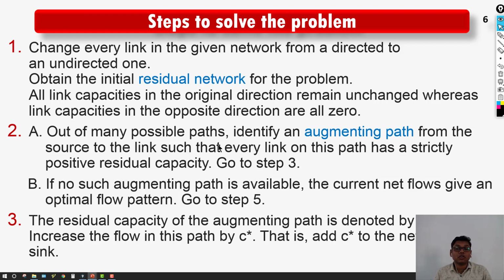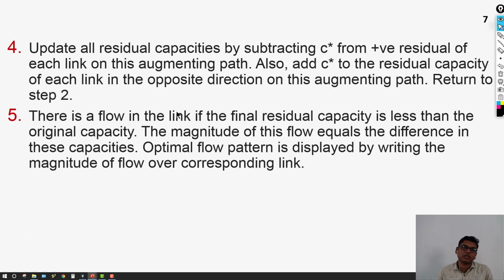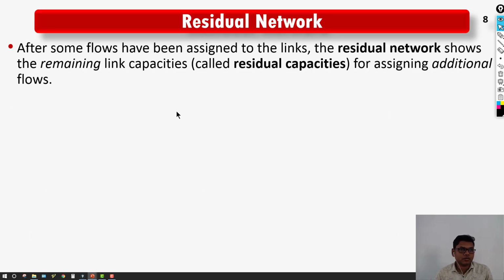So what is augmenting path? Now we'll see. Such that every link on this path, that augmenting path, has a strictly positive residual capacity. So residual capacity, residual network, what is all this? Let us first discuss that, then we will come to the steps. Okay, so we will come back to the steps. Let's talk about residual network and augmenting path. So residual network, after some flow has been assigned to the links, the residual network shows the remaining link capacity for assigning additional flow. So to understand this, let's take an example.